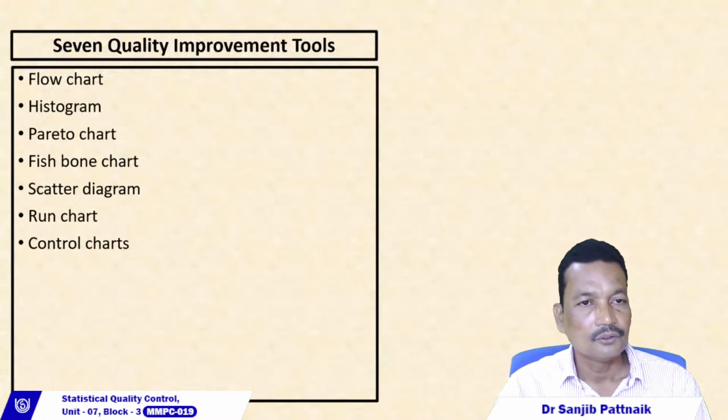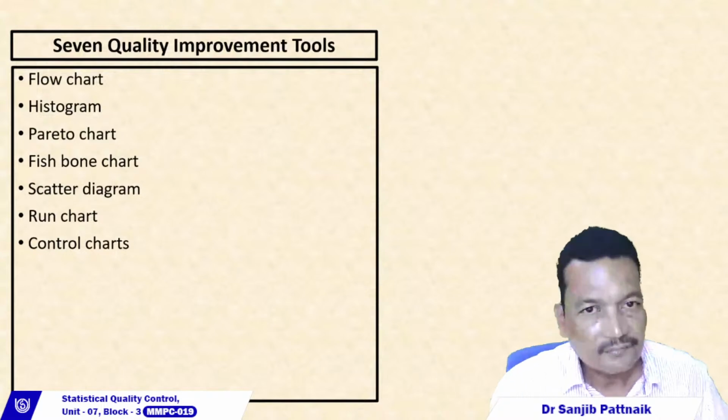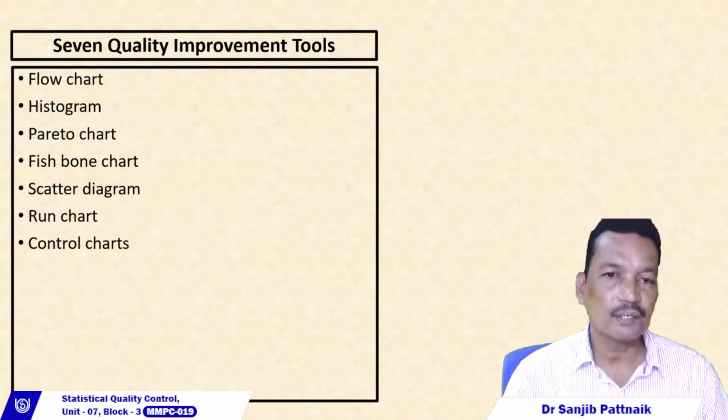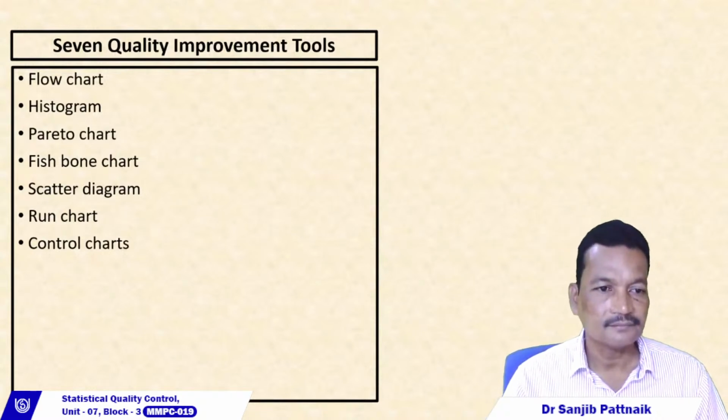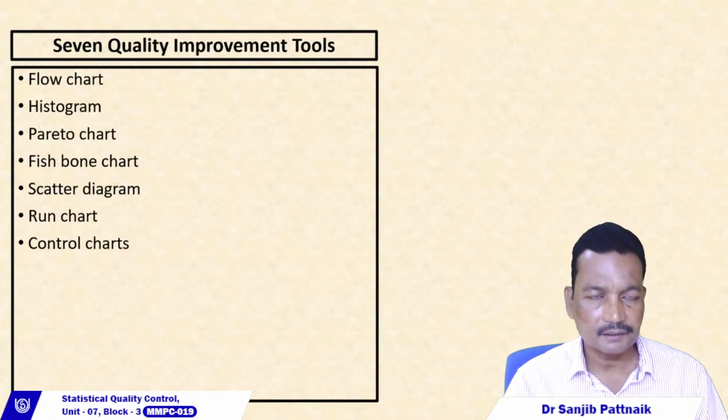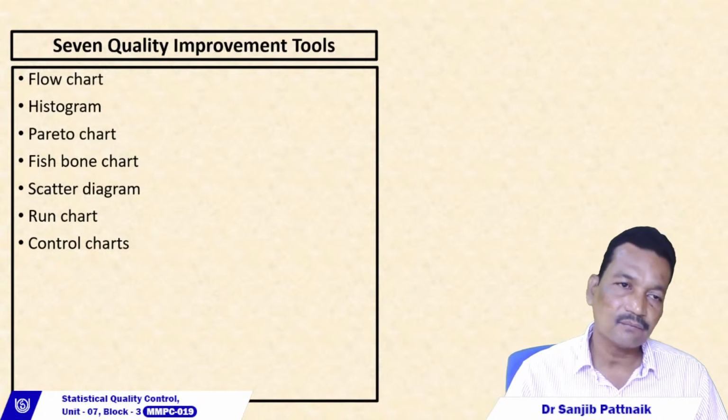Now, when we are talking of quality improvement tools, we have 7 commonly used quality improvement tools that are here. Flowchart, the first one. Many of us must have read this in decision making flowchart.